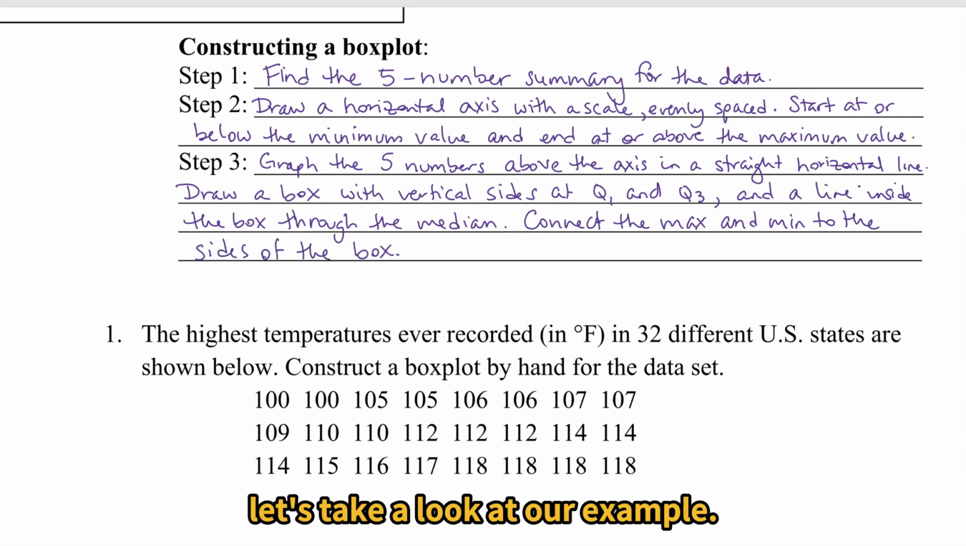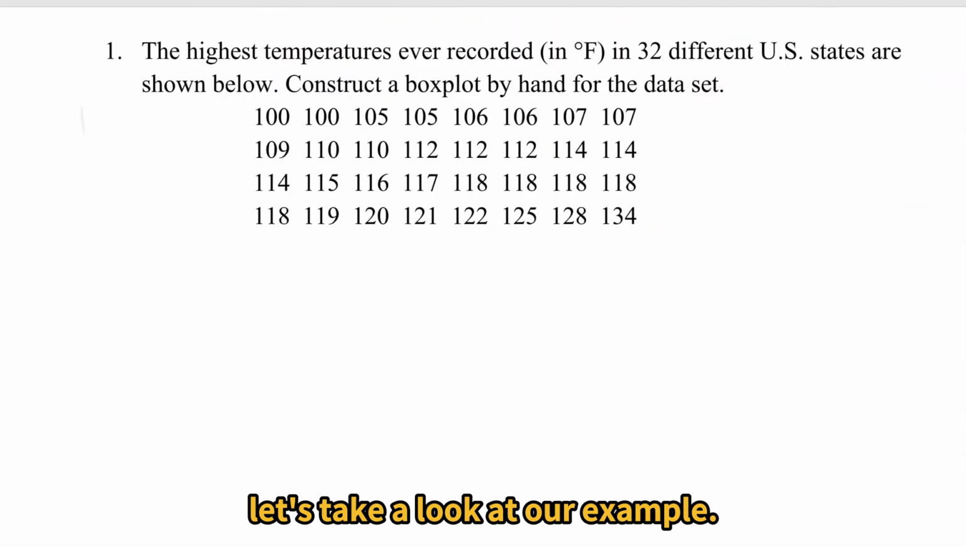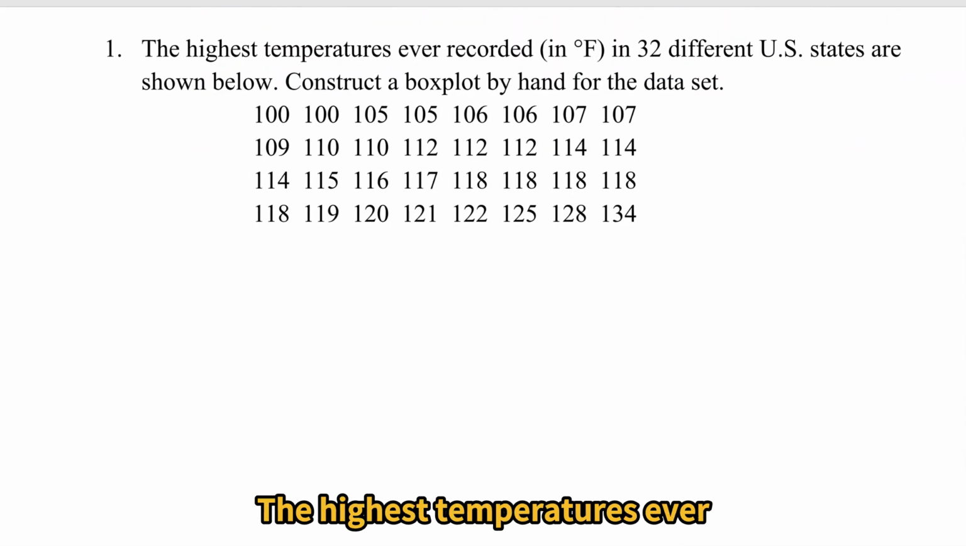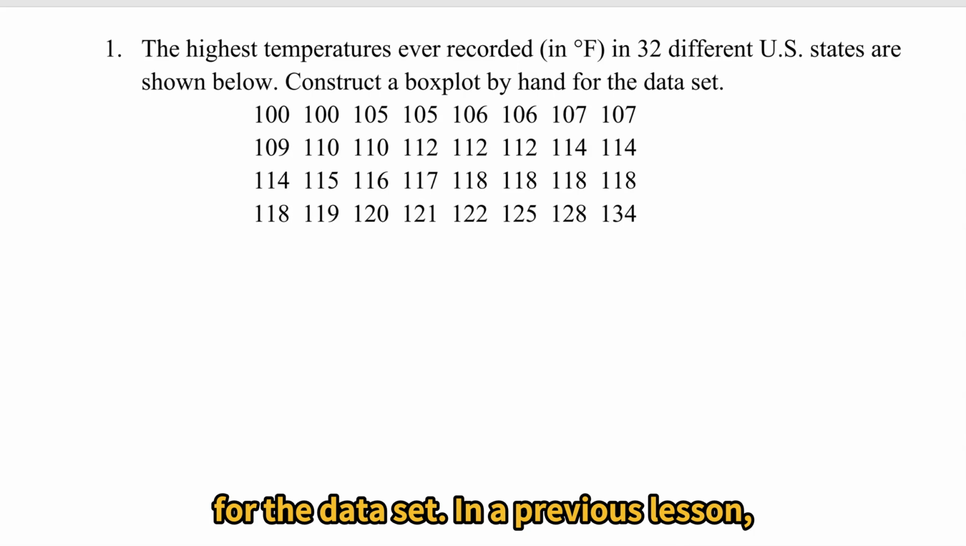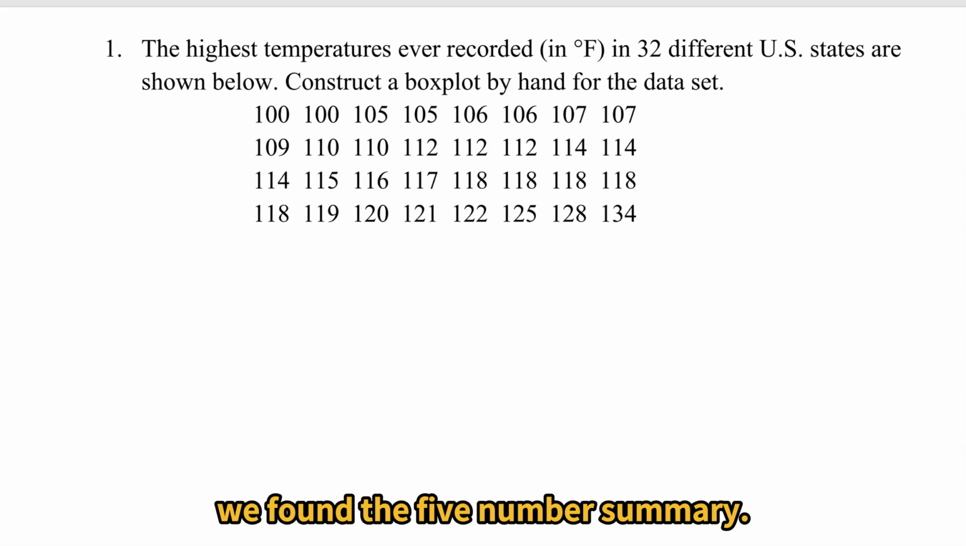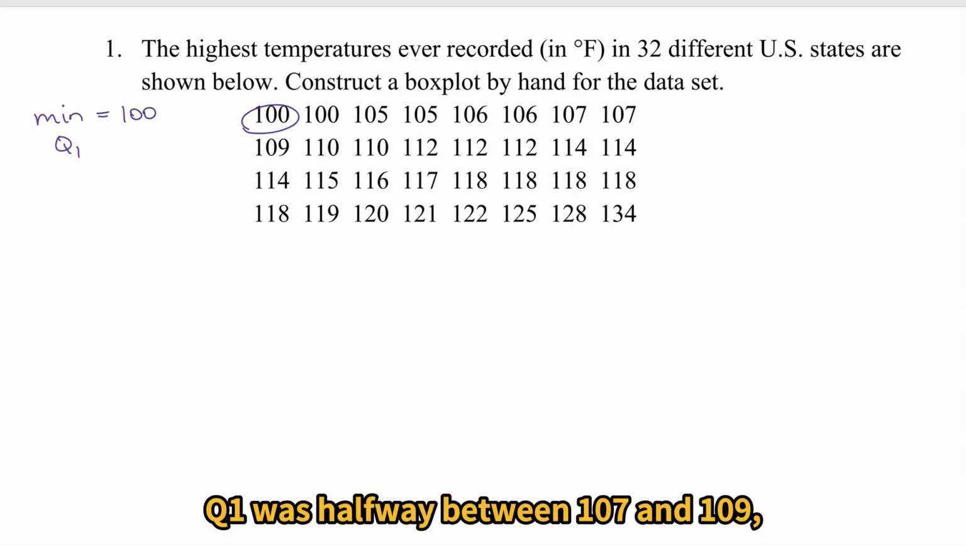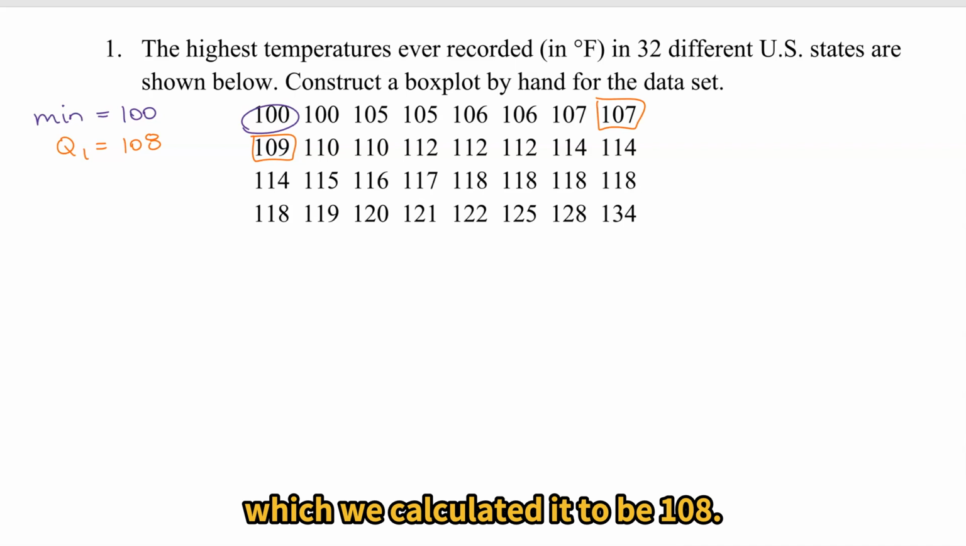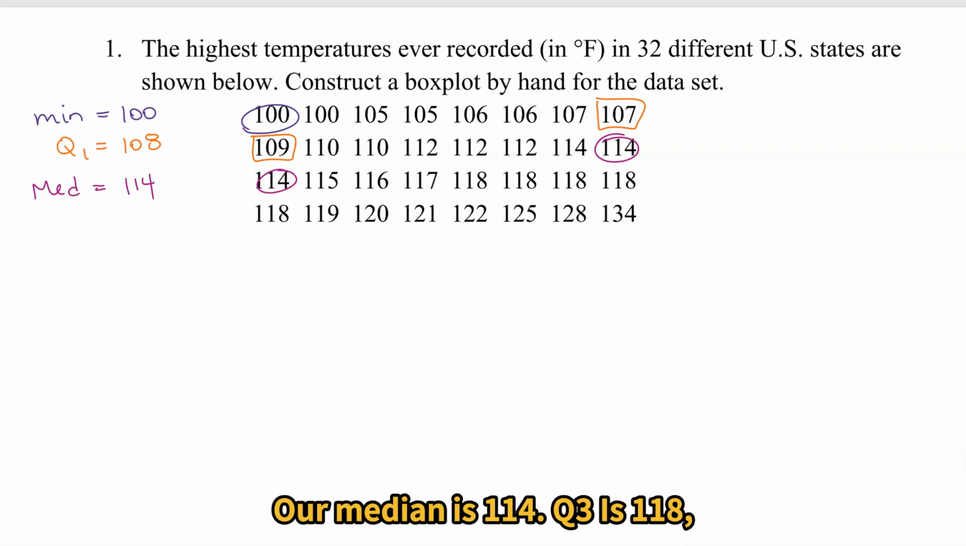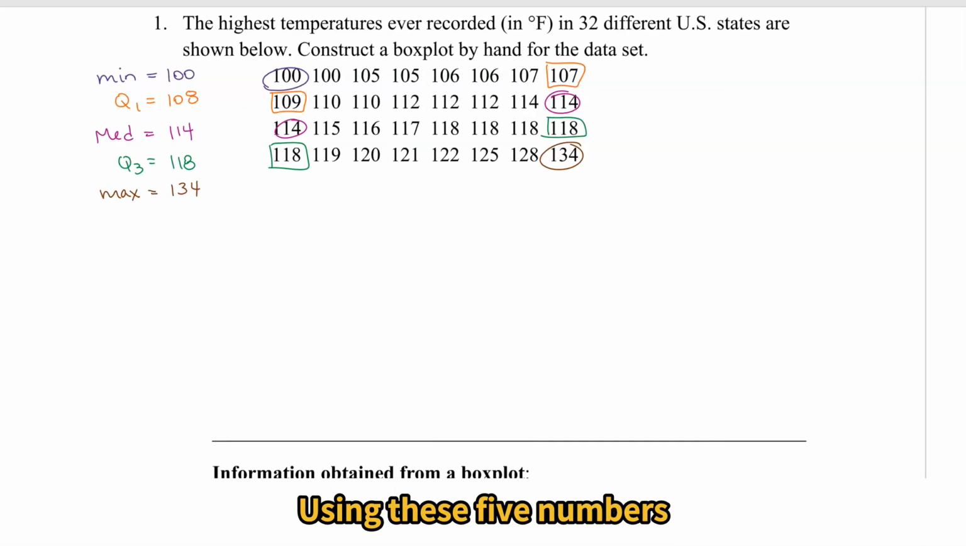Using these steps, let's take a look at our example. The highest temperatures ever recorded in 32 different U.S. states are shown below. Construct a box plot by hand for the data set. In a previous lesson, we found the 5-number summary. Our minimum is 100. Q1 was halfway between 107 and 109, which we calculated to be 108. Our median is 114. Q3 is 118, and our maximum is 134. Using these 5 numbers, we can create our box plot.